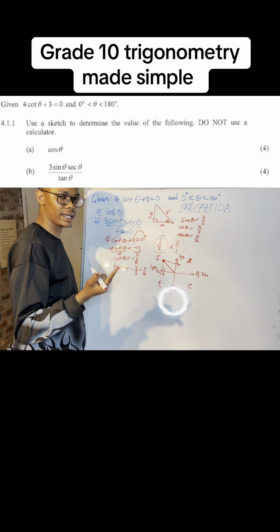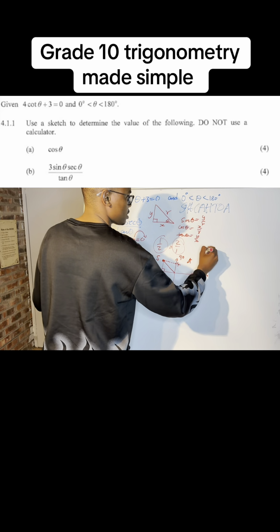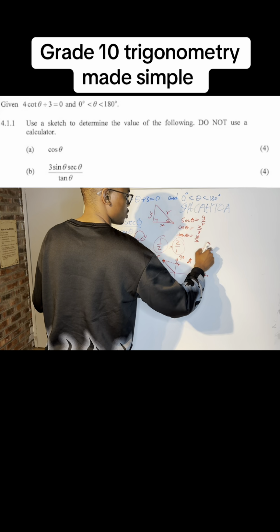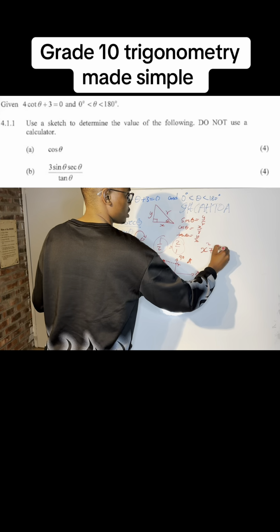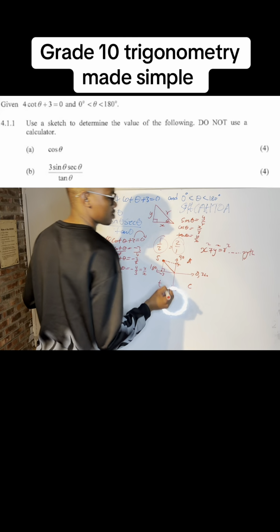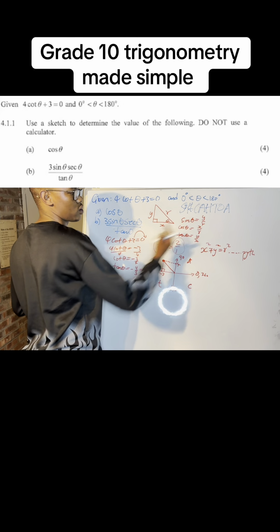How would I find r? I find r using this Pythagorean theorem. x squared plus y squared is equal to r squared. So this is your Pythagoras theorem. x squared plus y squared is equal to r squared.